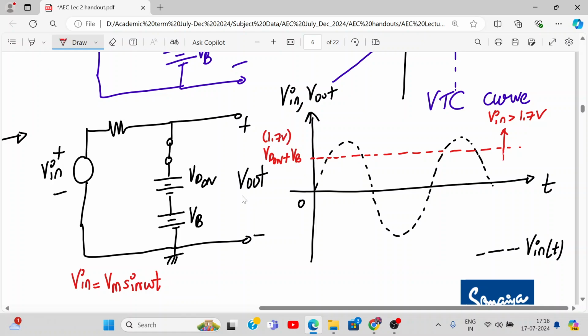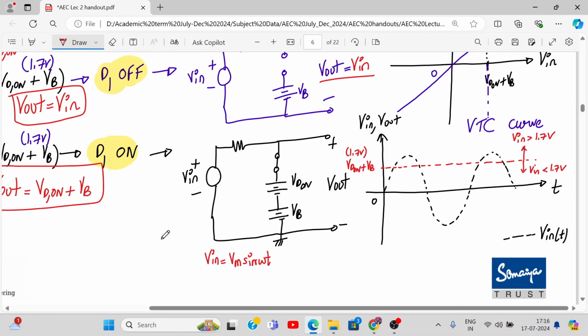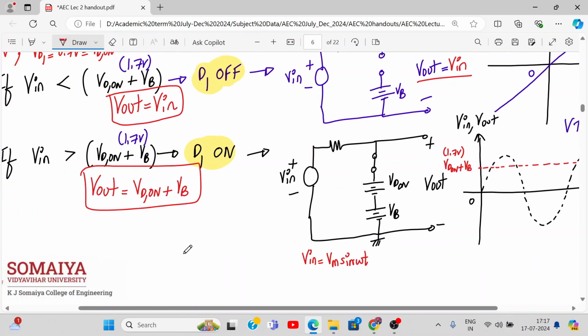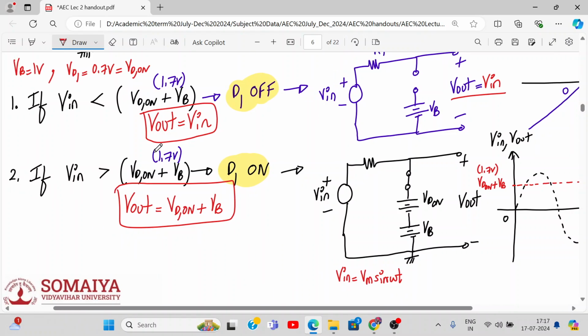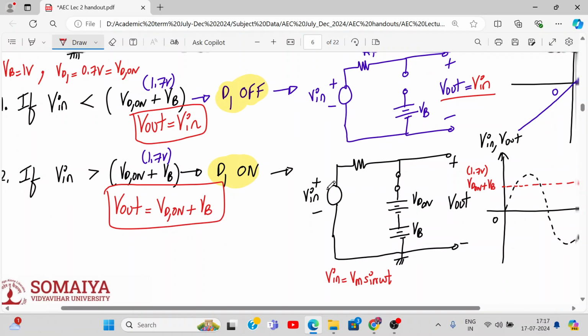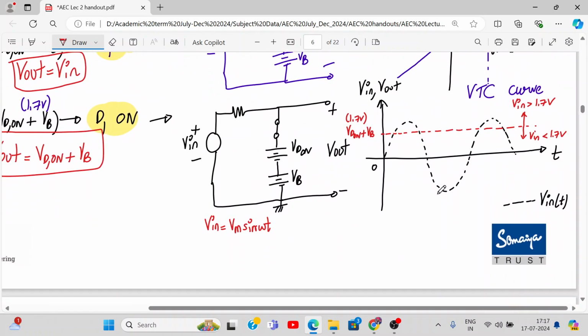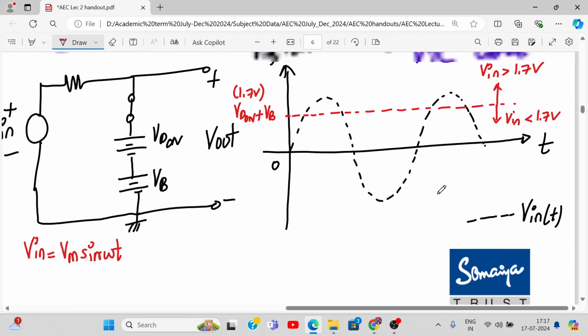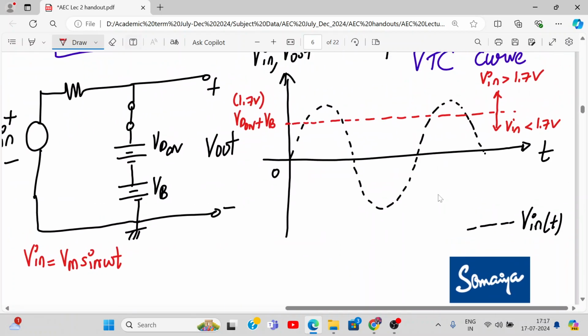And below this, what happens? V in is less than 1.7 volt. Now tell me what will happen. V in is less than 1.7 volt. What happens? Output follows the input. Agree? Yes or no? So if V in is less than 1.7, output follows the input. So here it is. This way. It will follow the input. Make it a dash line like this.